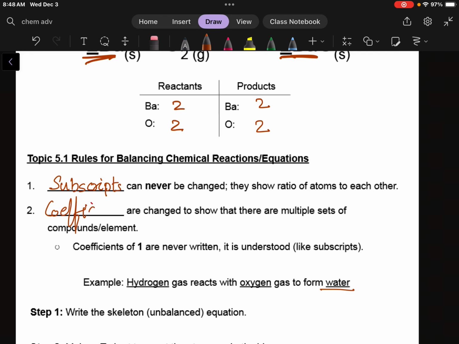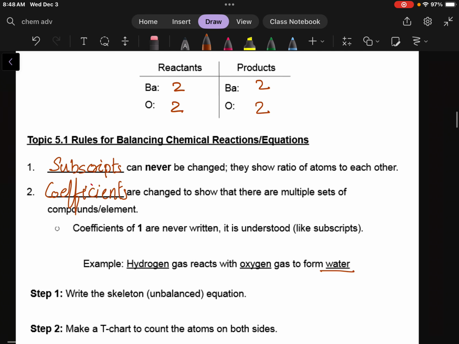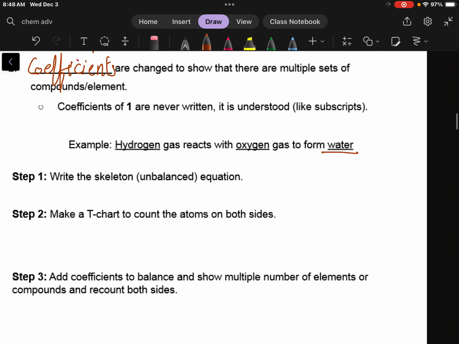Coefficients are the numbers we can change. We will change them by multiplying with a whole number. No fractions allowed. Okay. Now let's go practice the next one.